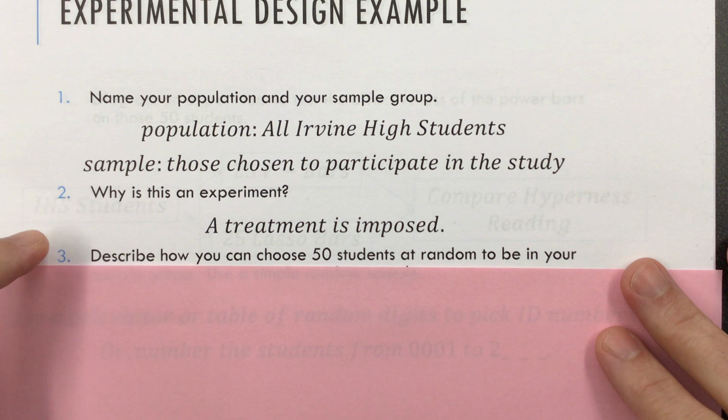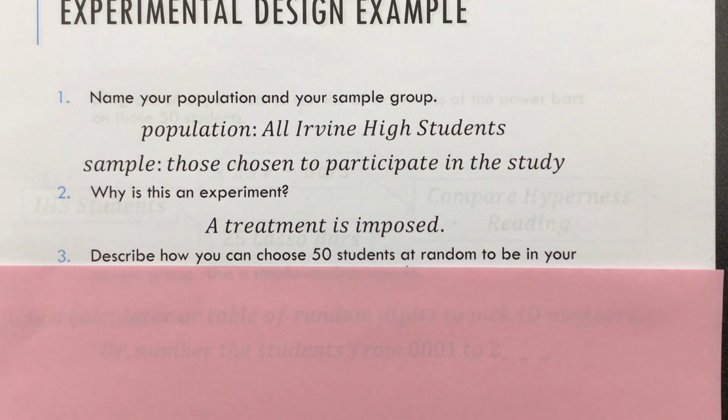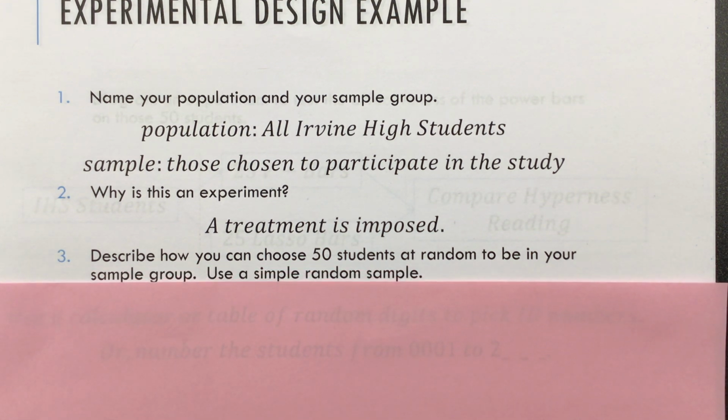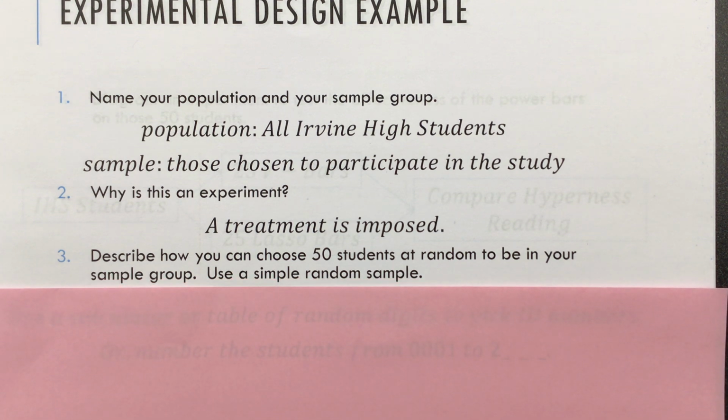Now we're actually going to start getting into the design here. How could I choose 50 students to be in my sample group? Okay. If we're using a simple random sample, we need to find a way to number the students and make sure every student has a unique number and that every student has an equal chance of being selected, and that every group of 50 has an equal chance of being selected. Okay, so I'll give you a second to think about how you could accomplish those goals.